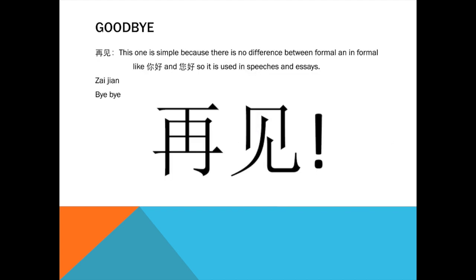Okay, so now we're going to be moving on to how to say goodbye in Mandarin. 再见. This one is simple because there is no difference between formal and informal, like ni hao and nin hao, so it is used in speeches and essays. Again, repeat after me. 再见. Try to say 再见 5 times, and if you need to, pause the video and practice more.